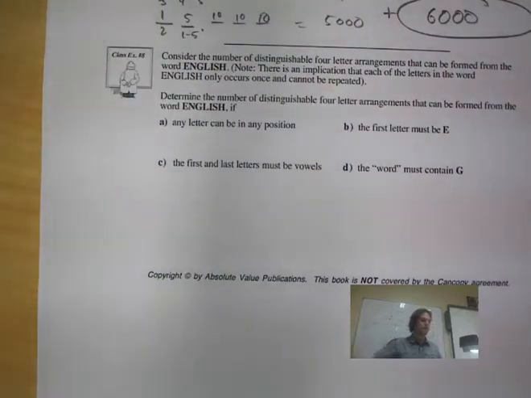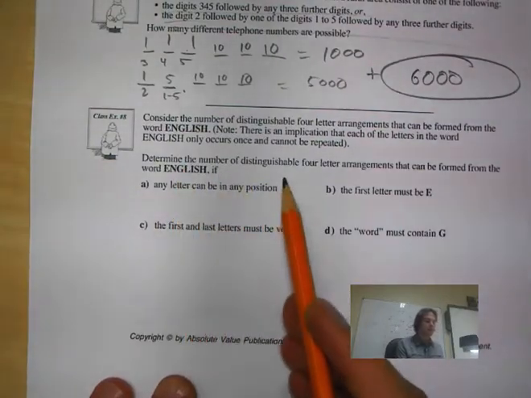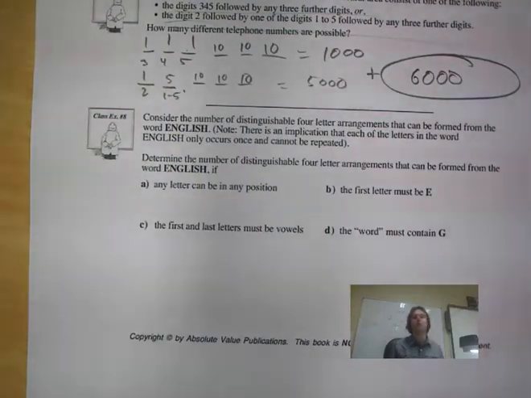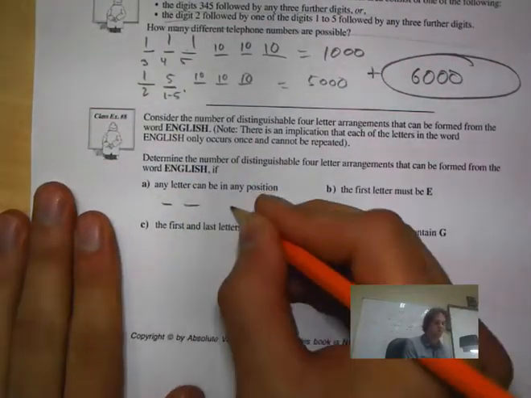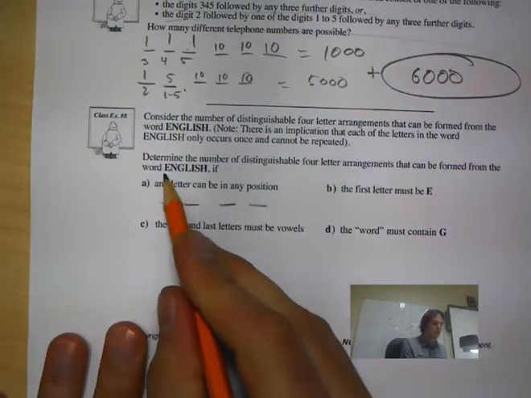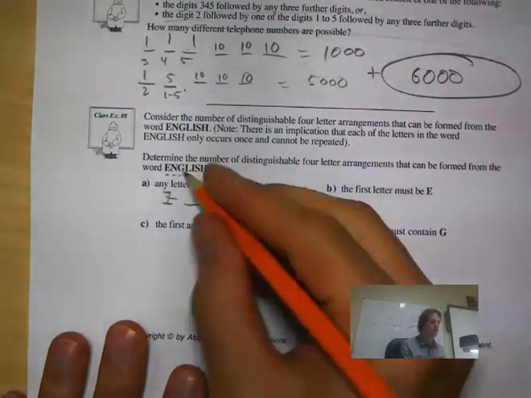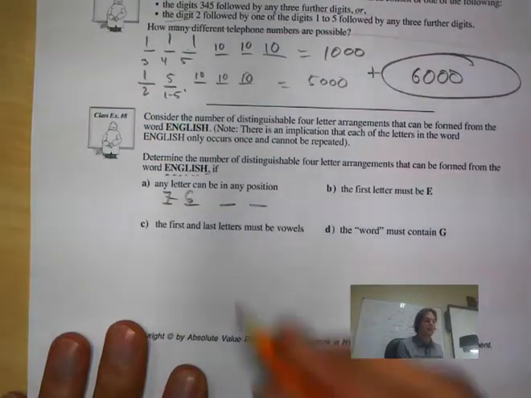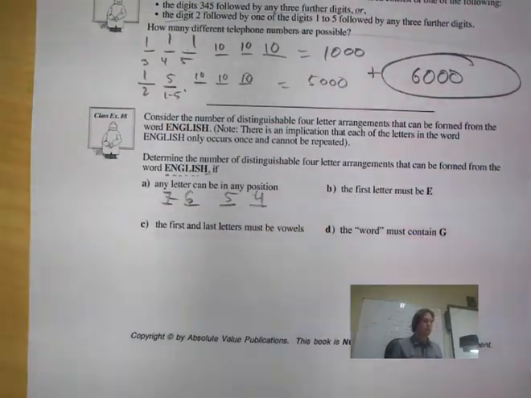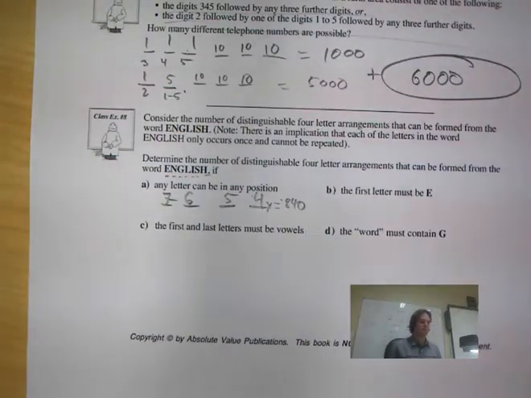Last one here on this page anyways, and then we have one more page to do. It says, determine the number of distinguishable 4-letter arrangements that can be formed from the word English if any letter could be in any position. So 4-letter words. Okay? So if we're grabbing a letter, we can't use it again. So English, how many letters are there? 1, 2, 3, 4, 5, 6, 7. So we have 7 options for the first one. Then that 1 letter is used, so we only have 6 for the next. Now we have 2 letters used for this one, so we have 5. Now 3 letters used, so we only have 4. Multiply those together, and I'm going to get 840.